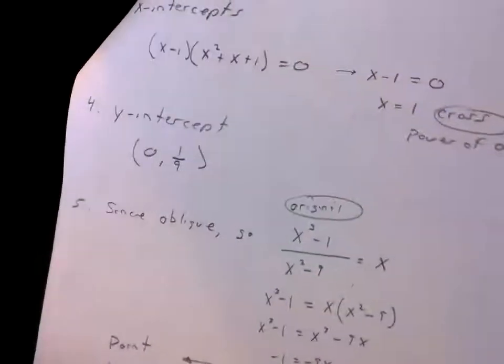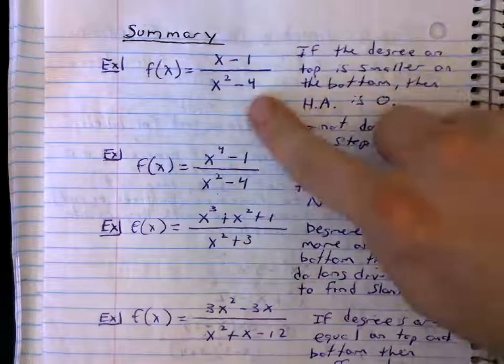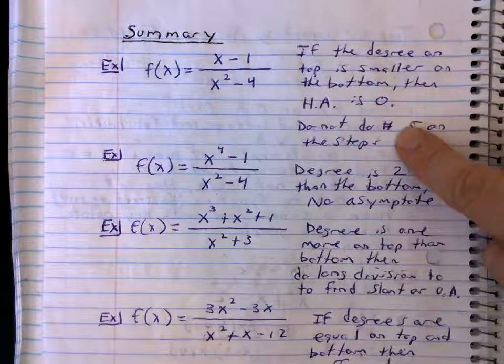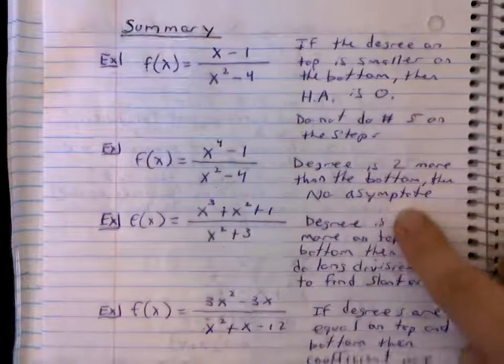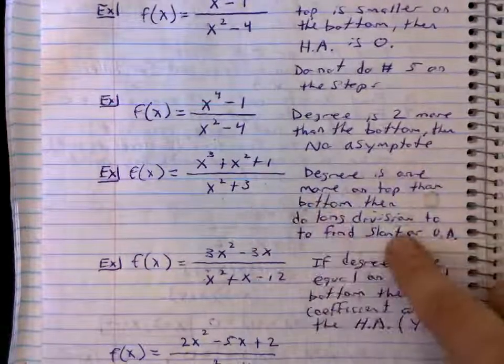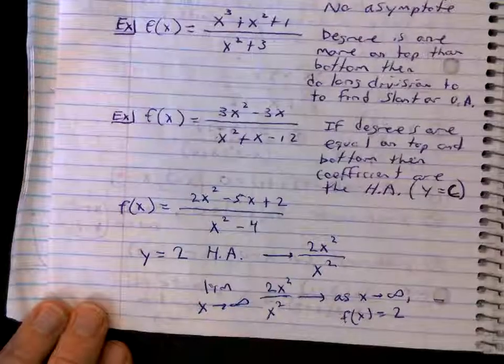And let's go back to our summary here. So horizontal, sorry, the horizontal asymptote is 2. This is going to be no asymptote. This is going to be the long division, or oblique. This is going to be the coefficient. And that's what's going on.